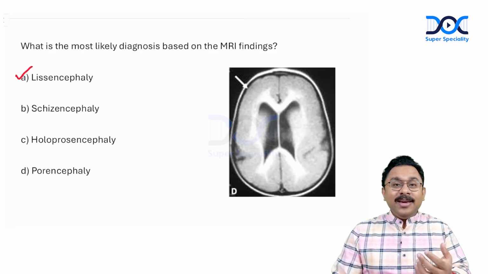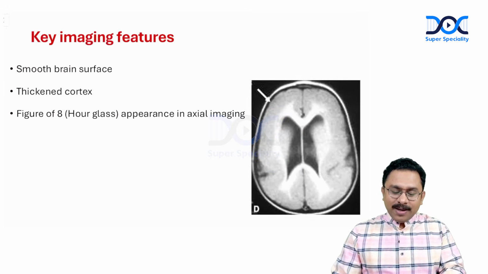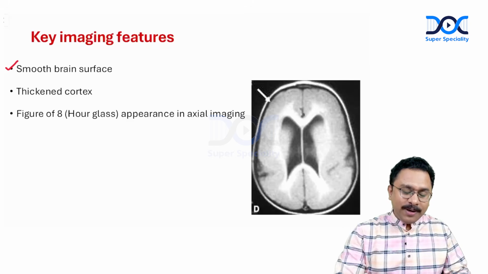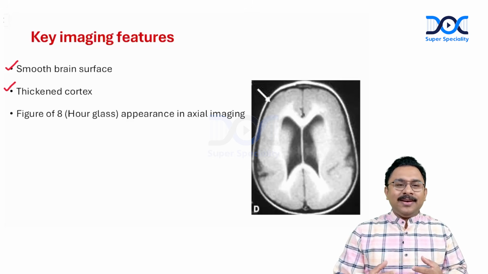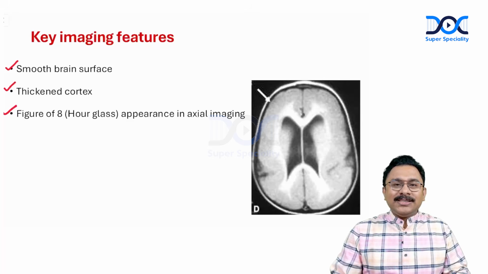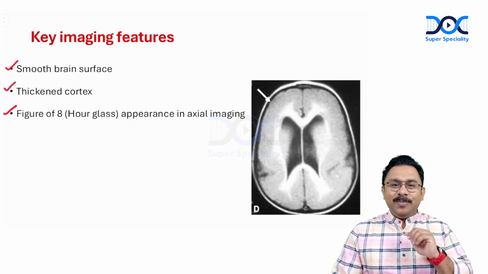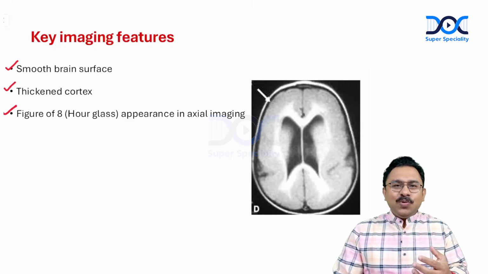So what are the key imaging features in lissencephaly? Let's see. Number one, you've got a smooth brain surface. Number two, thickened cortex. And in some cases, you can get the classic figure of 8 or hourglass appearance on axial imaging, right? Very important points. Let's try to gather a few more important points about the options given in the question.